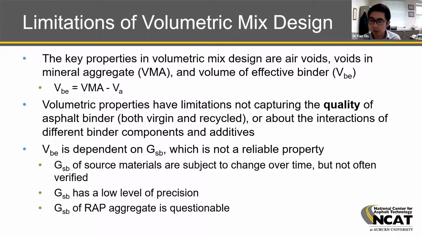Also, here in the US we use a lot of recycled materials, and how we measure the Gsb of the RAP, recycled asphalt pavement aggregate, is questionable. About 10 years ago, NCAT did research to look at different approaches to determine the Gsb of recycled aggregate. We looked at solvent extraction, ignition, or some combination of both, but we could not find a method that worked for all the materials we have. So with all that being said, using Gsb as a parameter to calculate the VMA and VBE has limitations.